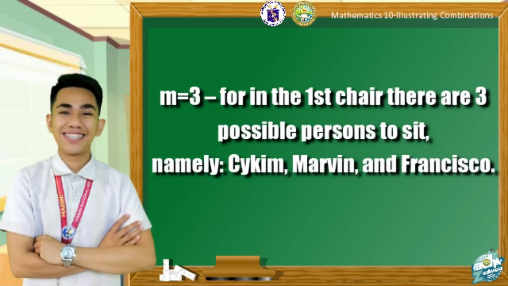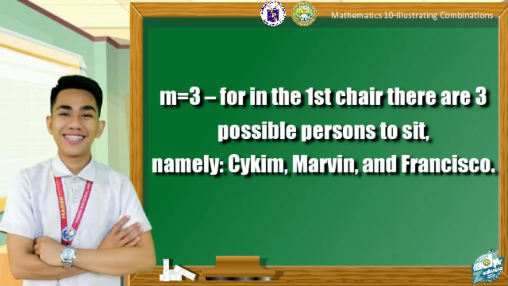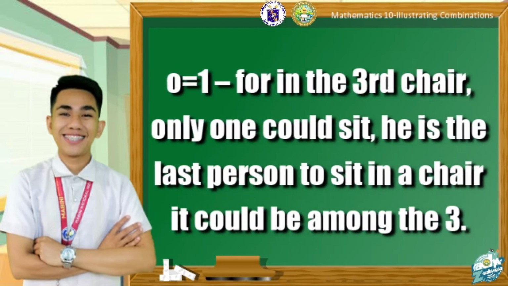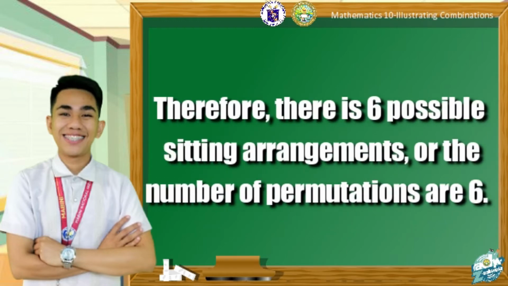M equals 3, for in the first chair, there are 3 possible persons to sit, namely Louis, Marvin, and Francisco. Then, n is equal to 2, for in the second chair, only 2 persons can sit because the first seat is occupied. And lastly, o is equal to 1, for in the third chair, only 1 could sit. He is the last person to sit in the chair. Therefore, there are 6 possible seating arrangements, or the number of permutations is 6.